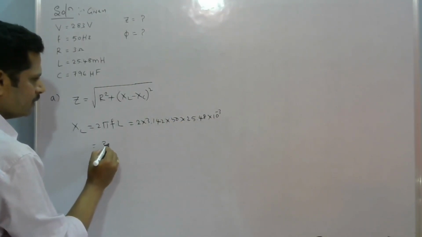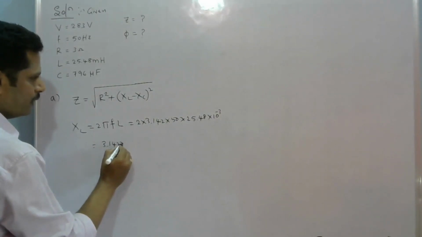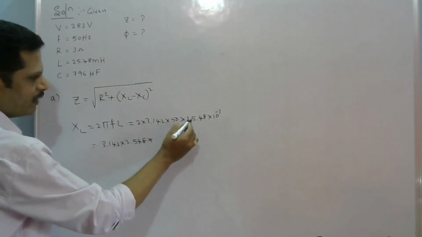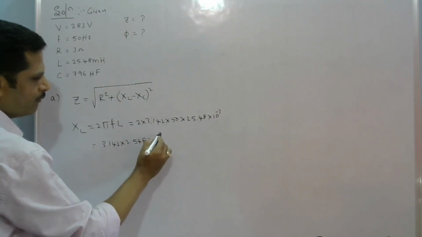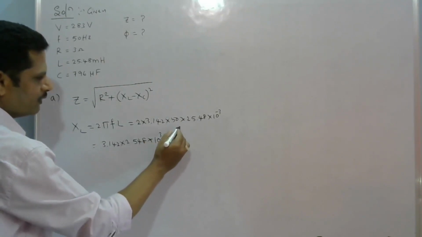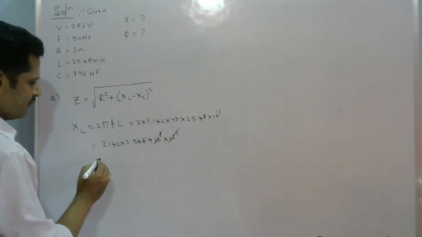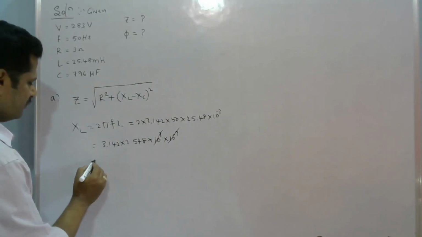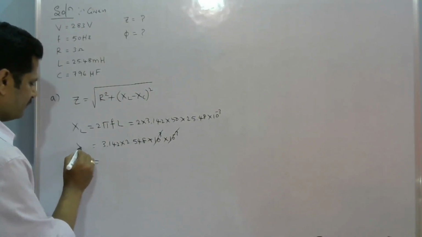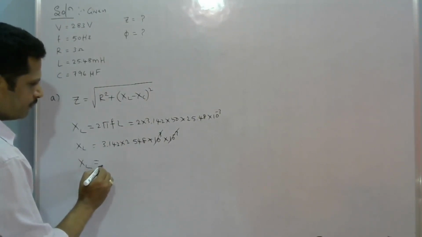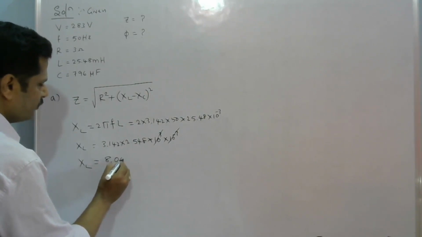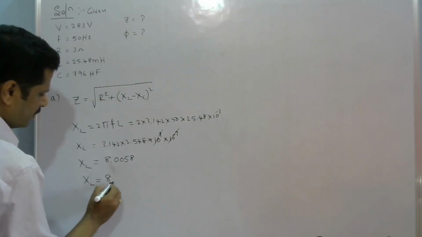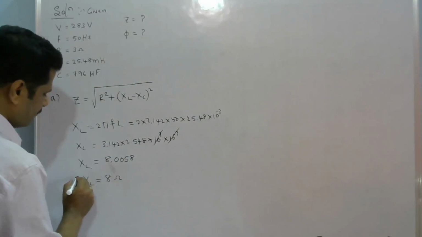Now we can write 3.142 into 2.548 into 100. Here we have taken 10 to the power 3, and we already have 10 to the power minus 3, so they get cancelled. So we get 3.142 into 2.548. Simplifying this, XL equals 8.0058, which is nearly equal to 8 ohm. XL is 8 ohm.